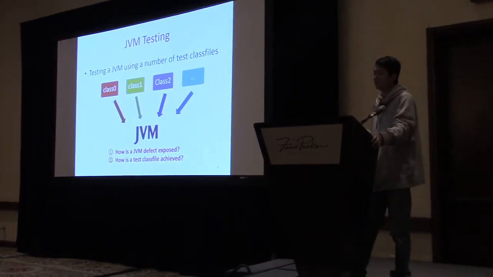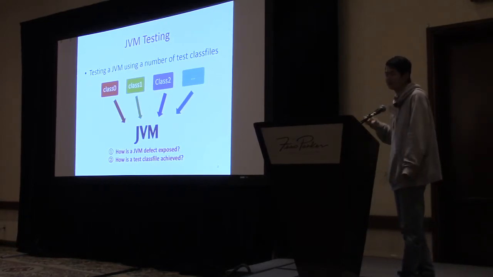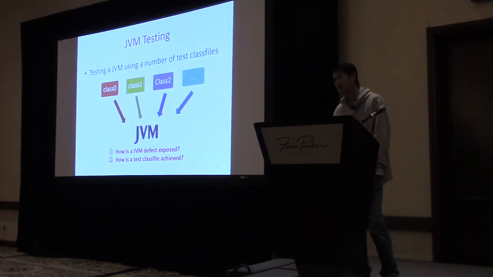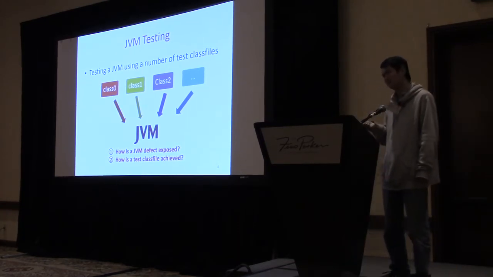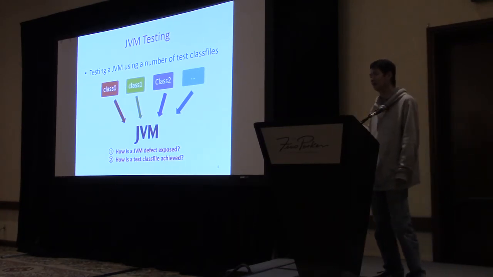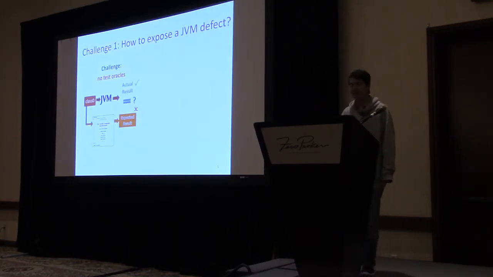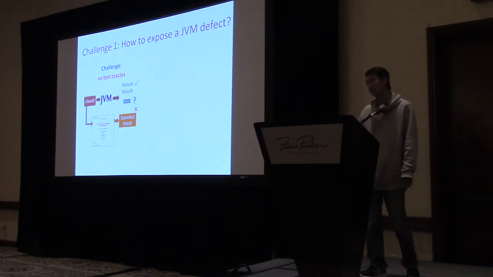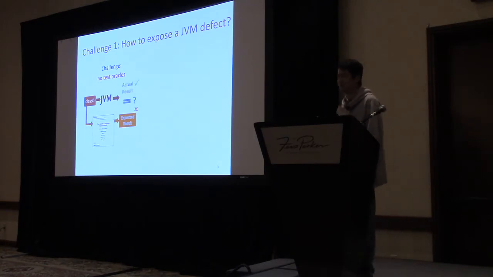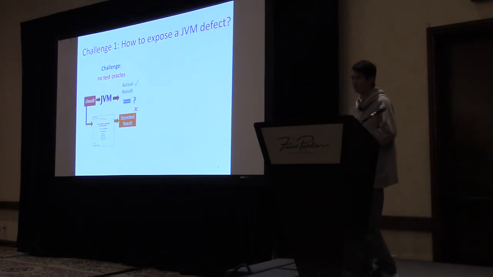For testing a JVM, we prefer to find different types of class files and then run them on a JVM and find defects. Meanwhile, there still exist two main challenges. First, how is a JVM defect exposed? And second, how is a test class file obtained? For the first challenge, ideally we can get an actual result by executing the class on the JVM, and we can compare the actual result with the expected result. But where is the expected result from?